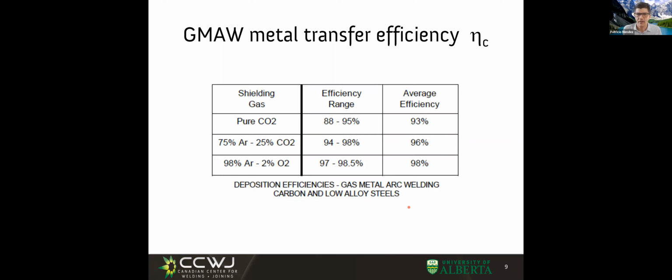Metal transfer in this data is from ESA, and I'm not going to repeat it. It's not as finely discriminated as the data from Lincoln, but what you get to see is more or less the same, right? Like if you have MIG with pure CO2 has a relatively low efficiency, and as you increase the amount of argon in your MIG, you increase the efficiency. And this is efficiency of the metal, right?